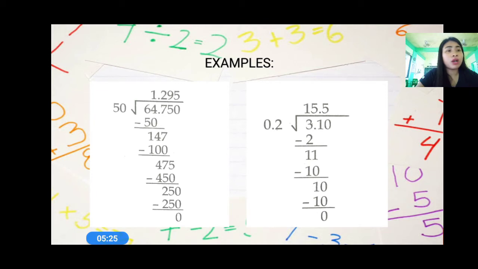How many? 1. Okay, 1 times 2, 2. And then 1, 11, and so on.